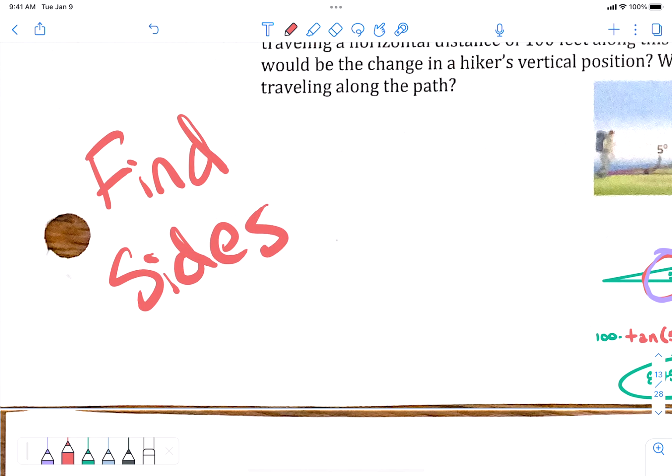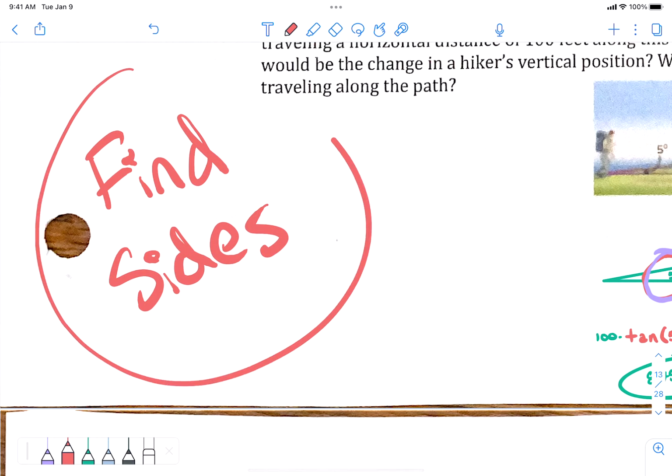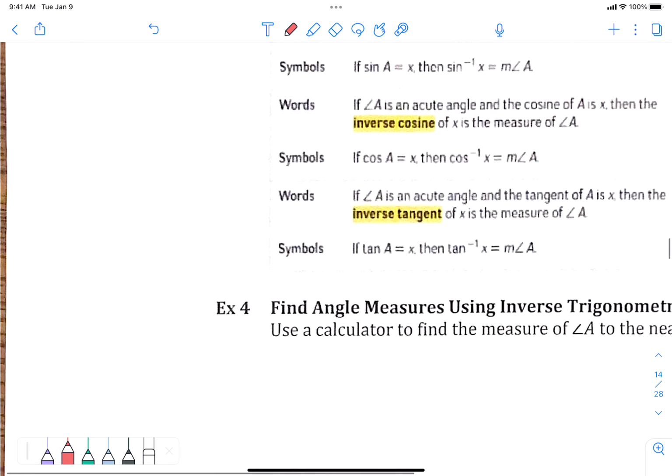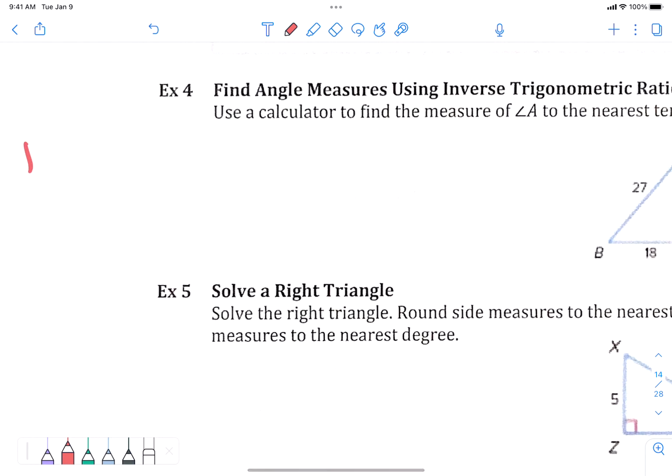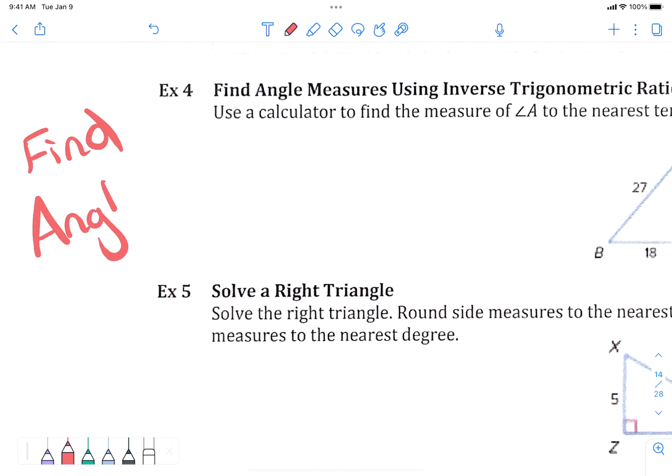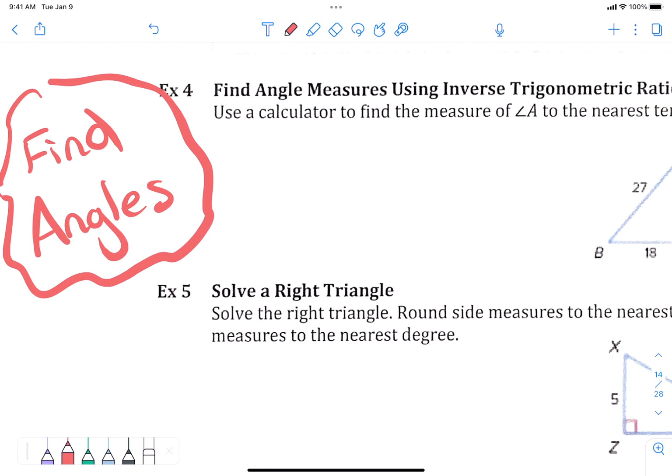Like sides of my triangles, like we were solving for x and y. This is what we use to find sides of a triangle, okay? There's a little bit of difference on the back side, like for example 4, because we are finding angles. So find angles, okay? And there's one little difference that we do. Here we are being asked to find the measure of angle A.